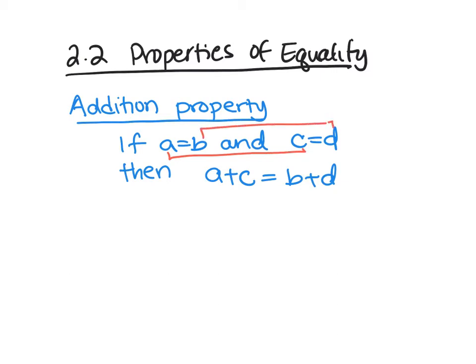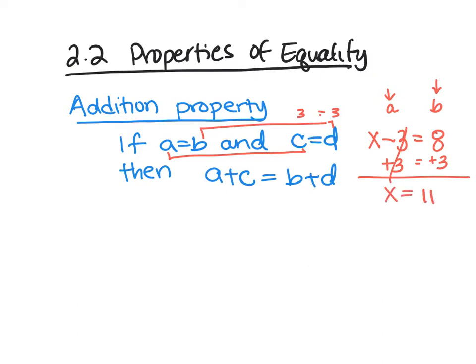An example of that might be, let's say that x minus 3 is equal to 8. That's kind of like your A and your B. And then let's just say that C and D are both 3. They're both equal to 3. And so if I take A and add C to it, which I said was 3, and then take B and add 3 to it, which was the C, I would end up getting that x equals 11.